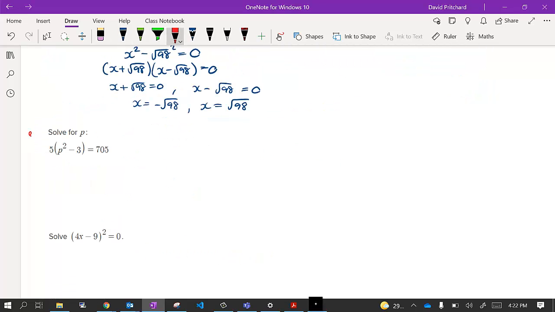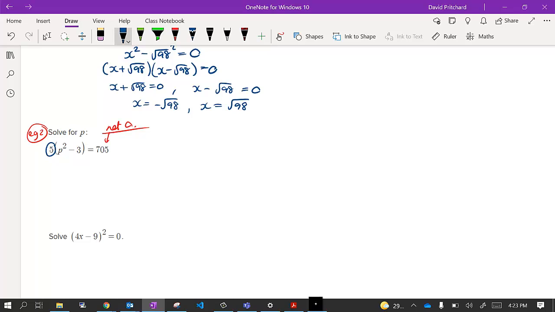Okay, example 2. We're looking to solve for p. So there's no x this time. We're doing a solution for p. We can't use null factor theorem because this is not 0. So what we'll have to do is we'll have to expand out and we'll have to isolate, and then we can make a choice about how we want to solve. Maybe we don't have to expand out because we could also divide both sides by 5.